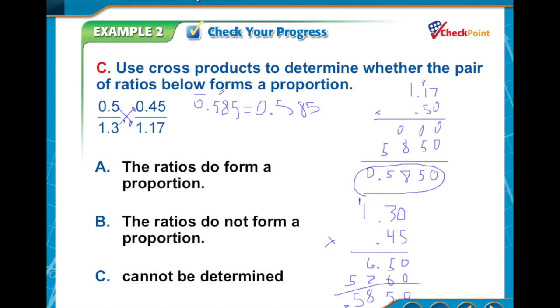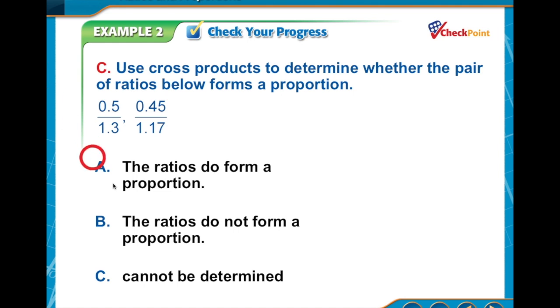So to answer the question, does it form a proportion? We can say yes, it does. And we know our evidence here to suggest that is that the cross products are equal. So the ratios do form a proportion. All we have to do is multiply across, check to see if they're the same. If they are, then we get that example there. So for 2C, yes, they form a proportion because they're equal.